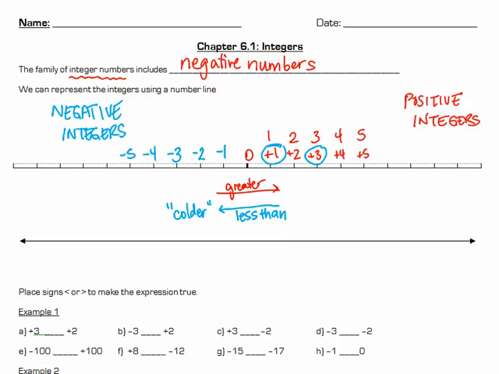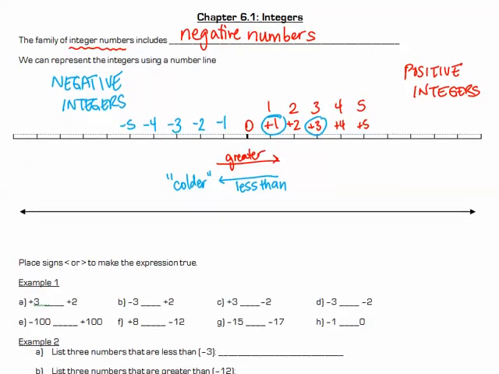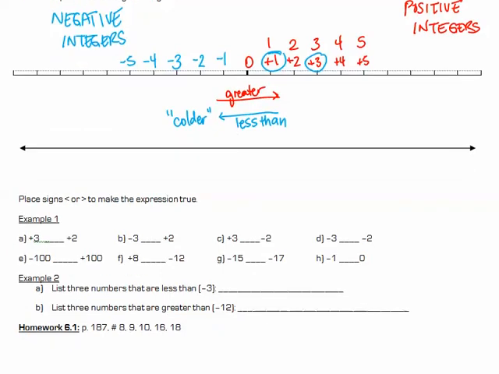Likewise, if I go with my negative numbers, can I have a negative number that's greater than another number? Of course. So I have -2 is greater than -4, because -2 is higher up on the scale or on the number line than -4. So what we'll look at now are some examples of comparisons. Place less than or greater than signs to make the expression true. So I have the two numbers, +3 and +2.